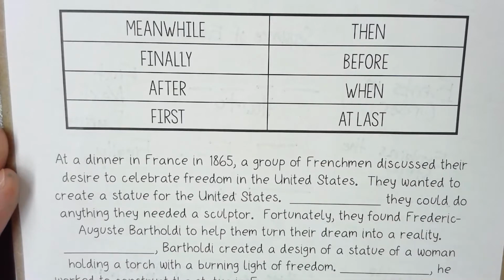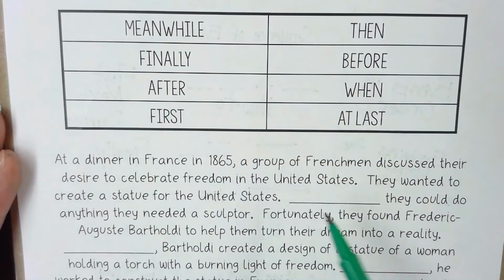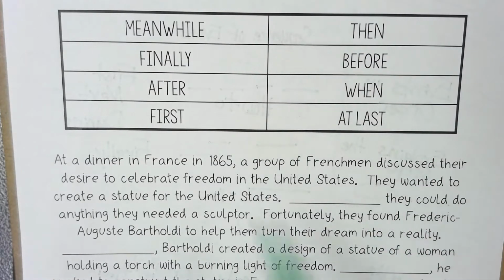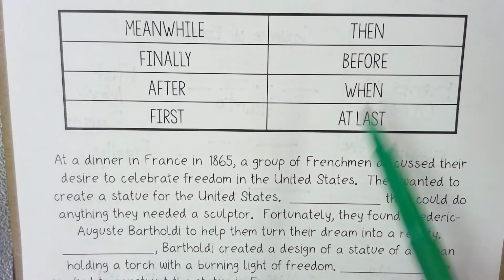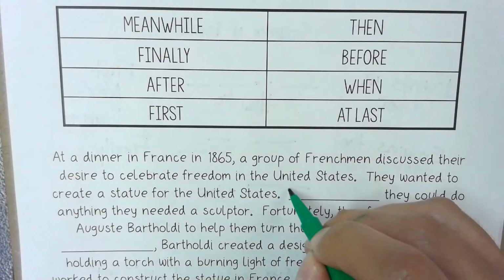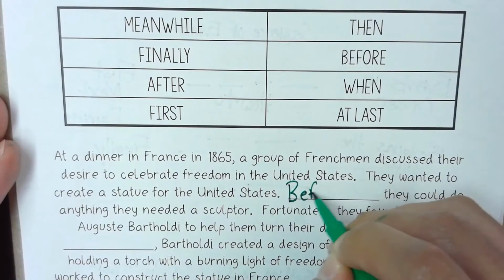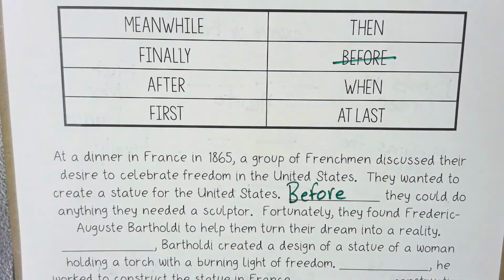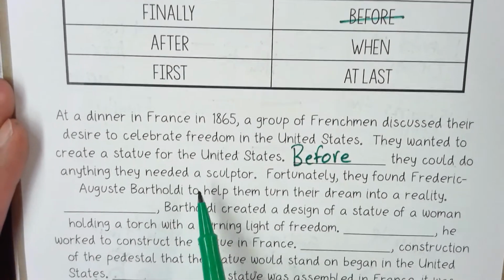Which keyword should we use? After? After they could do anything, they needed a sculpture. No. First, they could do anything, they needed a sculpture. We're getting close. Then, they could do anything, they needed a sculpture. Or before. Before they could do anything, they needed a sculpture. We have our best signal word that fits the context of the sentence. So cross out before. So before they could do anything, they needed a sculpture.